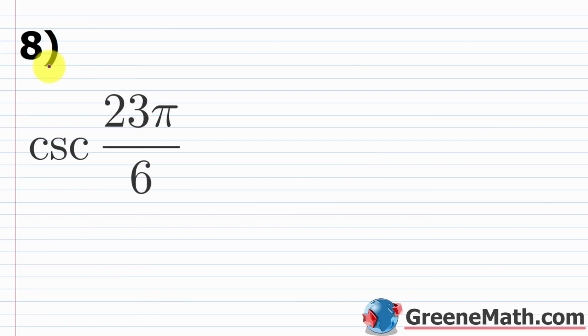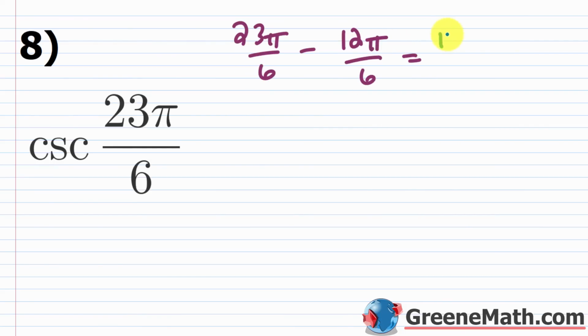All right, let's take a look at problem number 8. So here we have the cosecant of 23 pi over 6. So let me write 23 pi over 6 like this. I'm just going to find the coterminal angle. I'm just going to subtract away 2 pi. So 2 pi, and I'll multiply by 6 over 6 so I have a common denominator. So this would be subtracting away 12 pi over 6, and that would give me 23 minus 12 is 11. So this is 11 pi over 6.